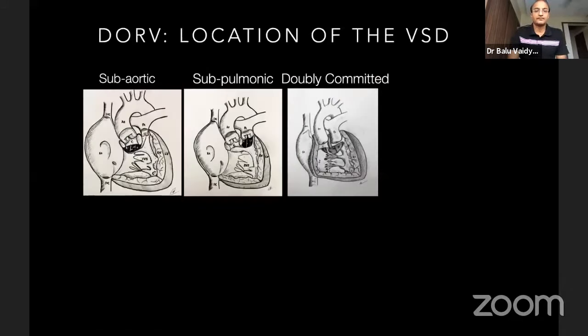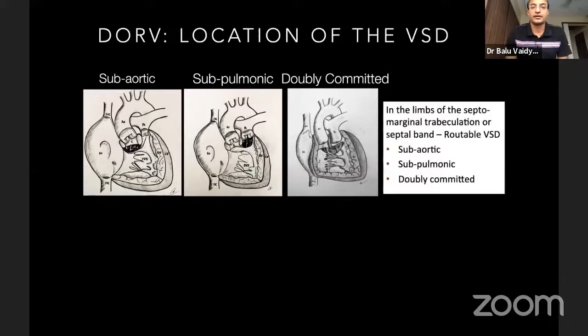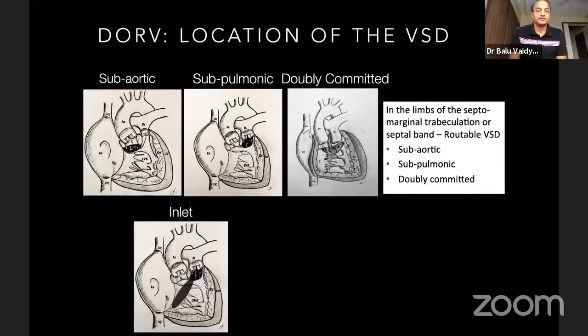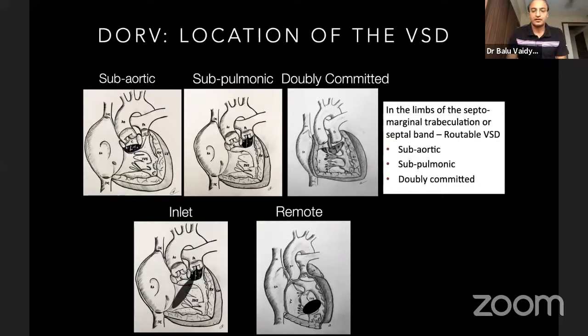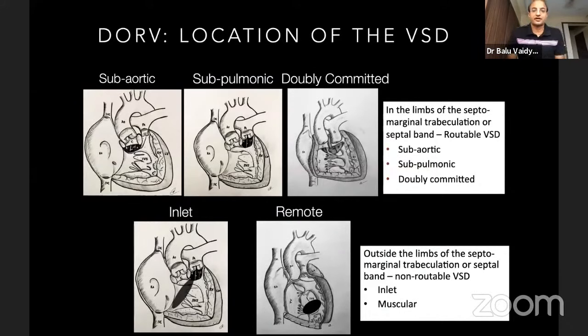So based on the location of VSD, and this is very important for DORV, we have different types of location. The sub-aortic VSD, which is perhaps the most common type, the subpulmonary VSD, which is the second one, and then we have this entity called doubly committed, where there is both subaortic and subpulmonary. These are all situations where what we call routability is possible, and I'll come to that point. That's a critical point in DORV later. And then there are other locations like the inlet and the remote or muscular, and in these cases, it is not possible to offer anatomical repair.